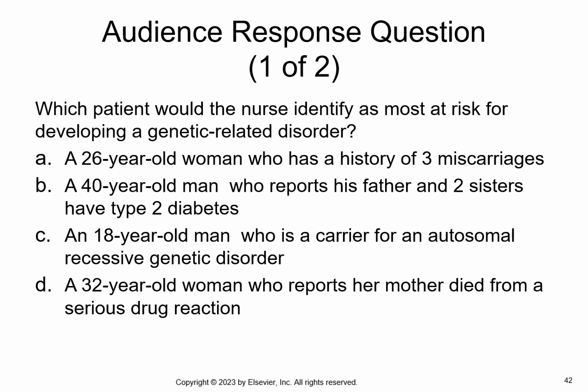32-year-old woman who reports her mother died from a serious drug reaction. I got nothing in there that says genetic-related disorder. However, let's go up to B. A 40-year-old man who reports his father and 2 sisters have type 2 diabetes. We know that there are some genetic links with diabetes. He already has diabetes. He already has multiple people with diabetes in his family, including a parent and 2 siblings. So out of all of these 4 patients, that is the one who has the highest risk of developing a genetic-related disorder.